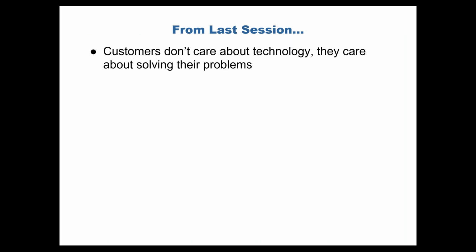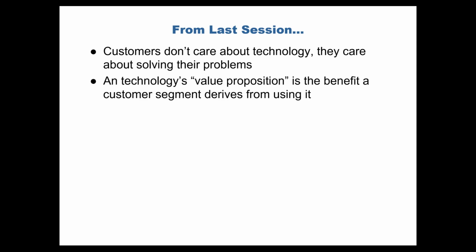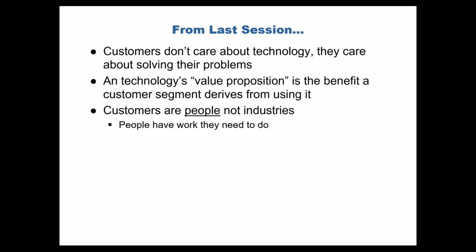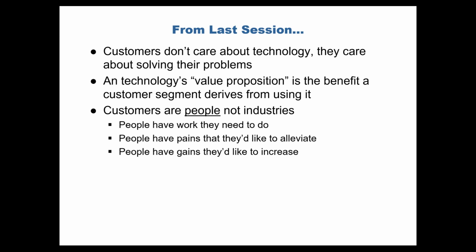So in the last session, we talked about how customers don't care about technologies, they care about solving problems, that a technology's value proposition is the benefit a customer segment derives from using it, and that customers are people, not industries. When we work on a technology or on solving a problem, we have to understand that ultimately people make the decision about adopting our new technology. People have work they need to do, they have pains they want to alleviate, they have gains they would like to increase.